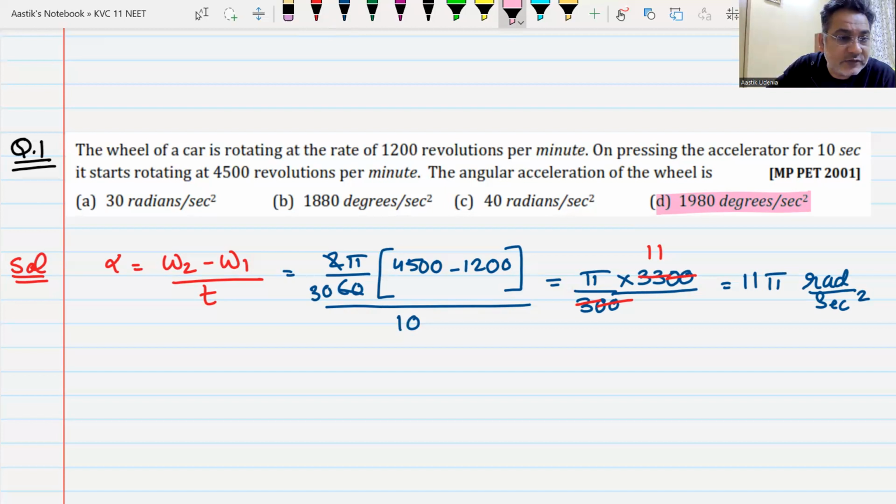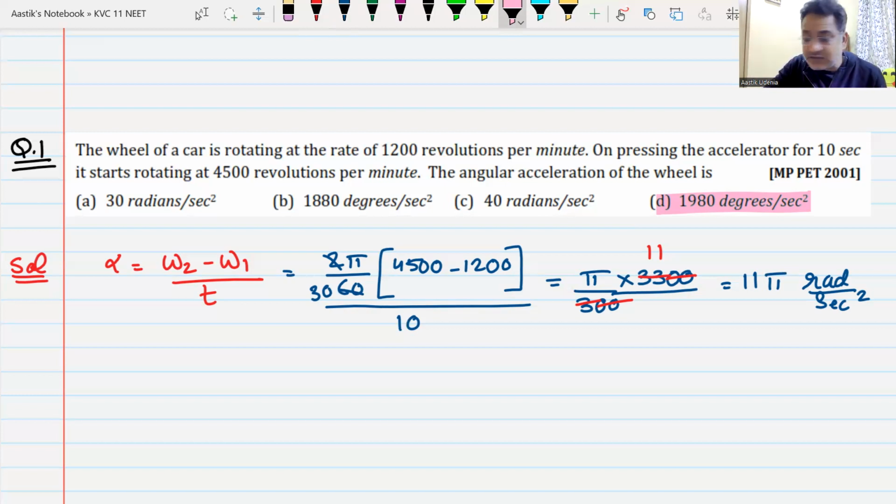Let us now move on to the next type of question. All these types of question are going to come in your exam, beta, whether they come in rotational motion or in circular motion, doesn't matter. I hope you are able to understand the gravity of the situation.